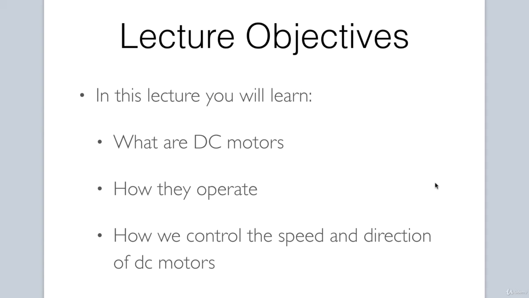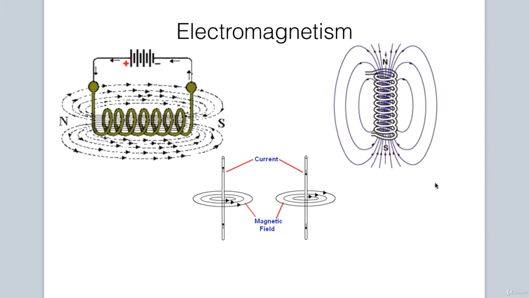Here are the objectives for this lecture. By successfully completing this lecture, we will have mastered the following items. We will learn what DC motors are and how they operate, and we will also learn how the speed and direction of DC motors can be controlled. If you're ready to begin, then let's get straight to the discussion.